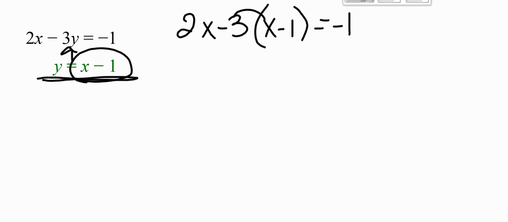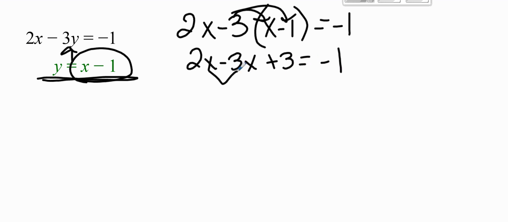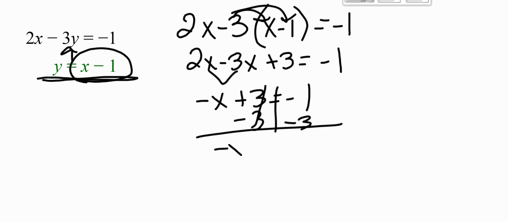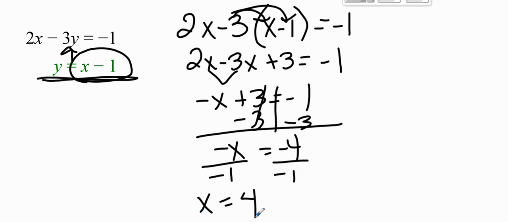When I then distribute, I have 2x minus 3x plus 3 equals negative 1. Combine like terms: negative x plus 3 equals negative 1. Subtract 3 from both sides. Negative x equals negative 4. And then I cannot have a negative variable, so I'm going to divide both sides by -4 to get x equals 4. Now I just have to plug 4 in for x to solve for y.